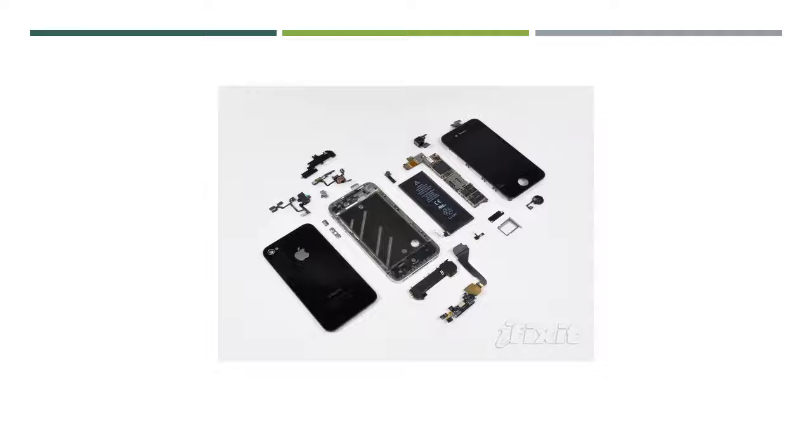This is a picture I chose to do. I just wanted to show you guys what the inside of a typical cell phone looks like. So this is an iPhone here, and you can see all the different types and parts that are associated with what we just talked about.